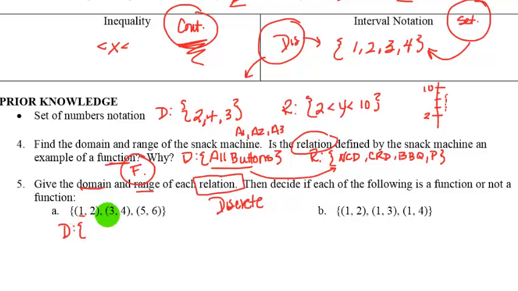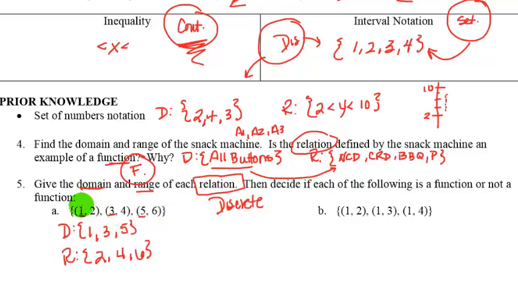Use my fancy brackets. My domain then is all of the first coordinates, the x values, that we're going to put in here. So it's going to be 1, 3, 5. And our range is going to be all of the second coordinates, our outputs, our dependent variable. It's going to be 2, 4, and 6. Okay, so now we've defined that.